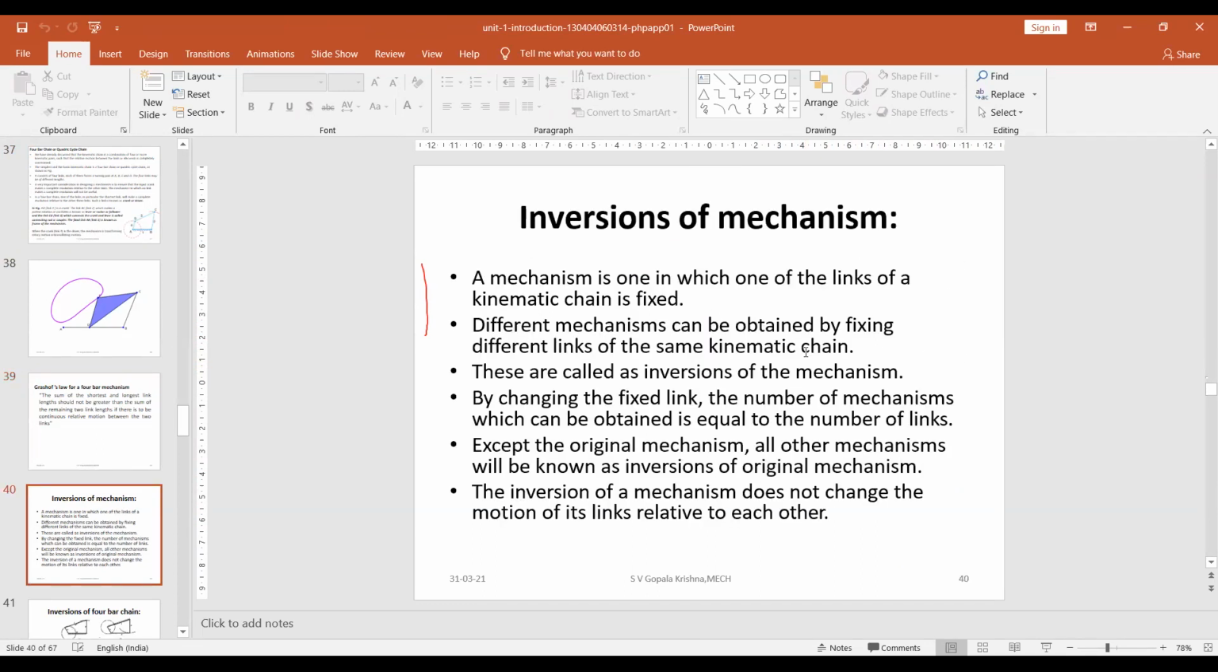Later we also talked about inversion of mechanism. What is meant by inversion of mechanism? Simply, the one-line definition: when we vary the fixed link in a mechanism, we attain a new mechanism. When we vary the fixed link, you get a new mechanism. That is known as the inversion of mechanism.